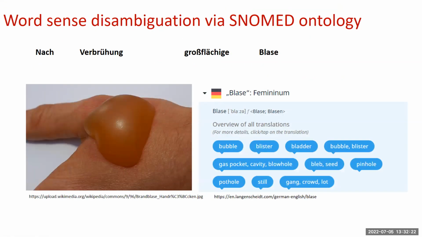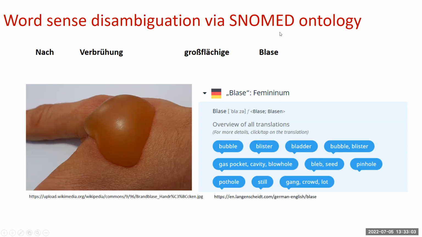Then here, another very common problem in language understanding, which is called word sense disambiguation. This is a German language example, which is very easy to understand. It means what hot water does with your skin. And here, Blase is a word which can mean bubble, blister, bladder. You imagine here it could be blister and could be bladder. So we need to disambiguate it.